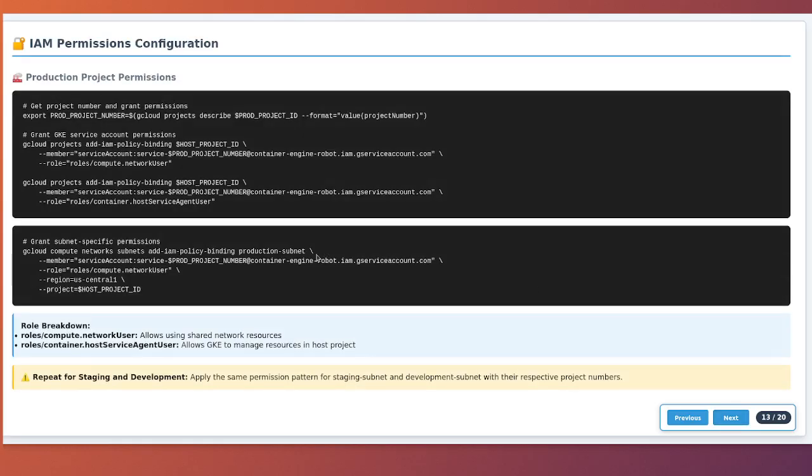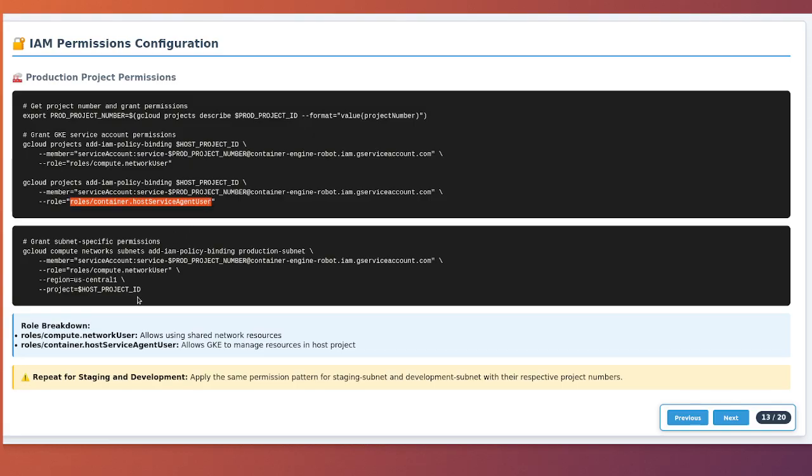Critical IAM configuration. IAM configuration is where many shared VPC implementations fail. The permissions must be precisely configured to allow GKE service accounts to operate in the shared network while maintaining security boundaries. The GKE service account needs 2 key roles. Compute Network User allows it to use network resources, and Container Host Service Agent User enables it to manage resources in the host project on behalf of GKE.